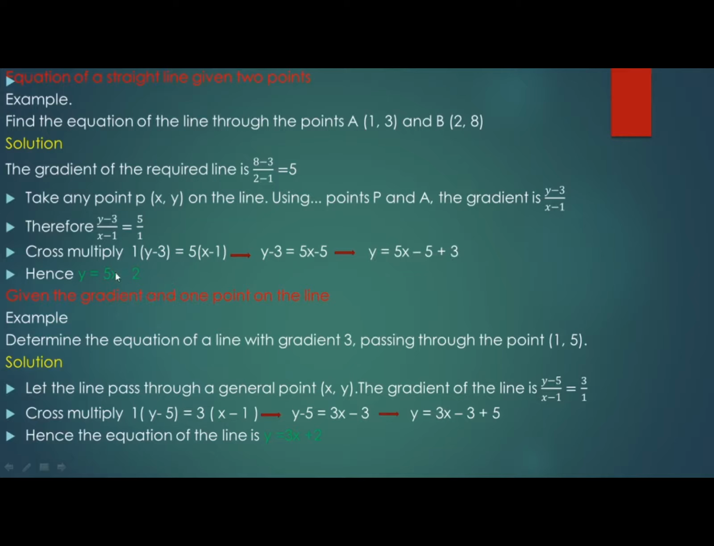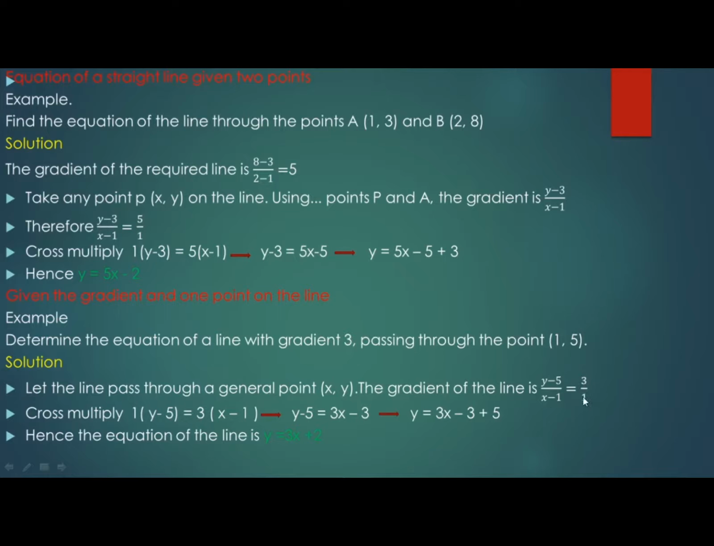That is our equation. When we are given the gradient and 1 point on a line, how do we find the equation? Example, determine the equation of a line with gradient 3 passing through points (1, 5). We have gradient 3 and it's passing through points (1, 5). Now that we have the gradient, the only thing we do here, we let another point (x, y) be on the same line. And therefore, (y minus 5) over (x minus 1) will be equal to this gradient, which is 3 over 1. You put it in fraction form for easy manipulation.